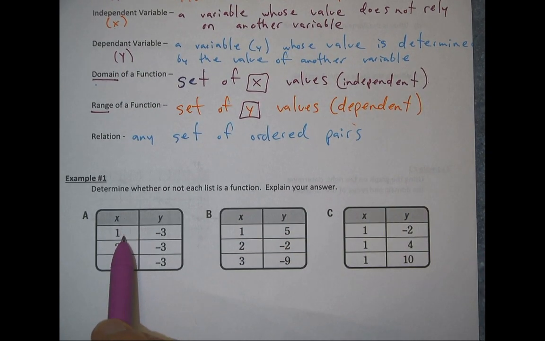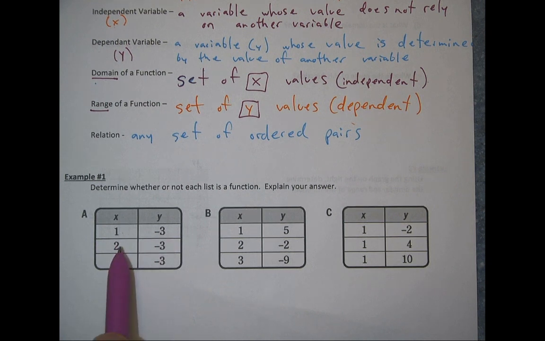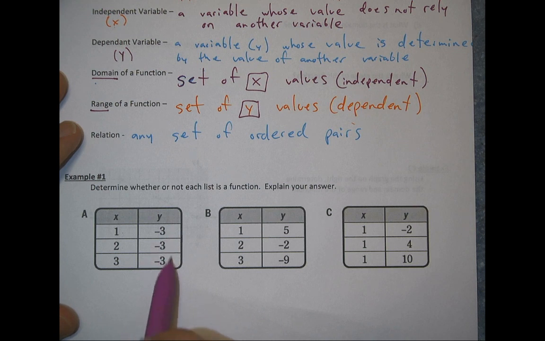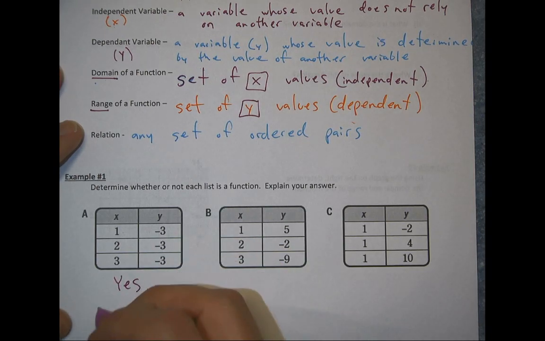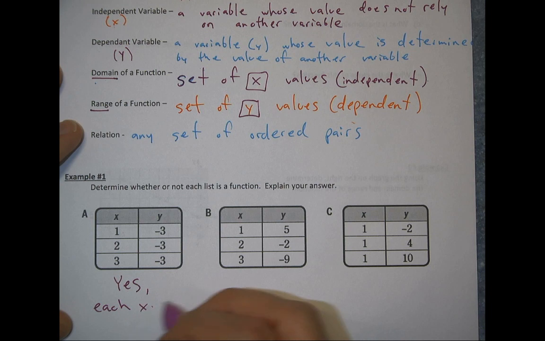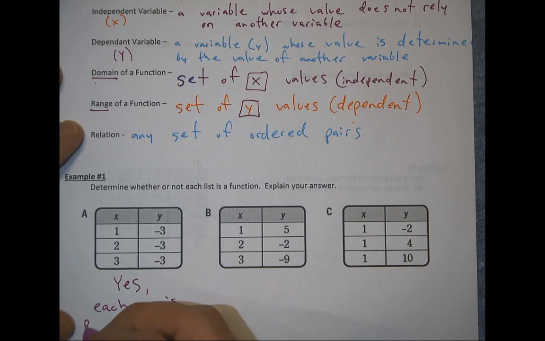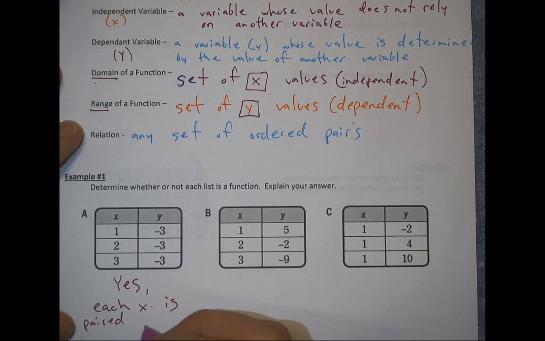So this value of x has one answer. This value of x has one answer. This value of x has one answer. They can be the same, but each individual one has one. There is not 2 possible answers here for when x is 1. There's not 3 possible answers when x is 2, just 1. So is this a function? Yes. And when you explain, you can say each x is paired with one y value, or only one.